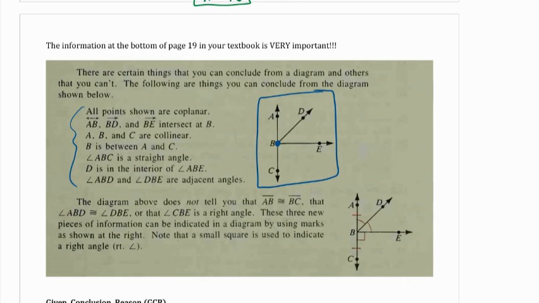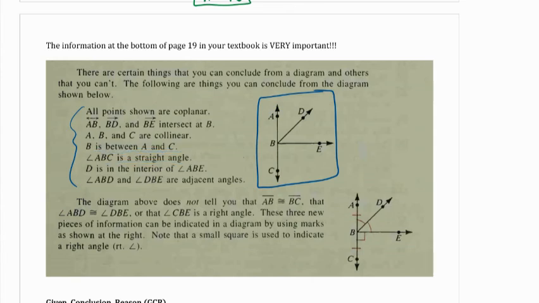A, B, and C are collinear. They're on the same line. B's between A and C. And then here's the big one that I have to usually remind people of. You are allowed to assume straight lines. Okay, so when I see this line here, it looks like a straight line, then it is. You don't have to get out a protractor and measure it or be told that that's a straight line. That's one of the things we're allowed to assume. Okay, if it's not a straight line, you'll be told, but you are allowed to assume straight lines.